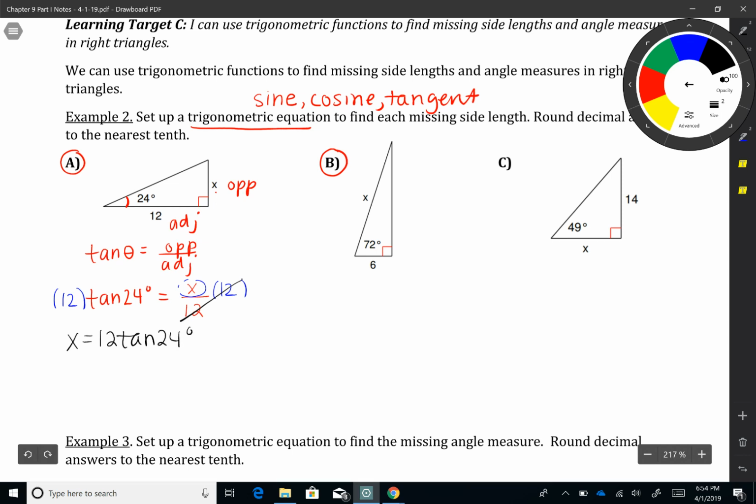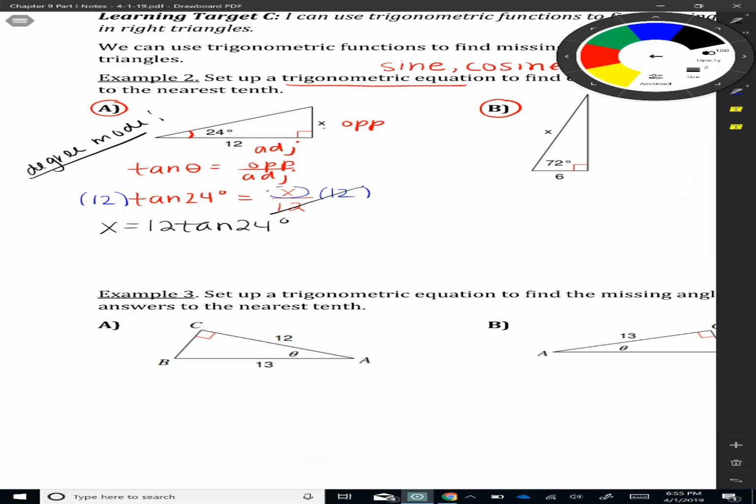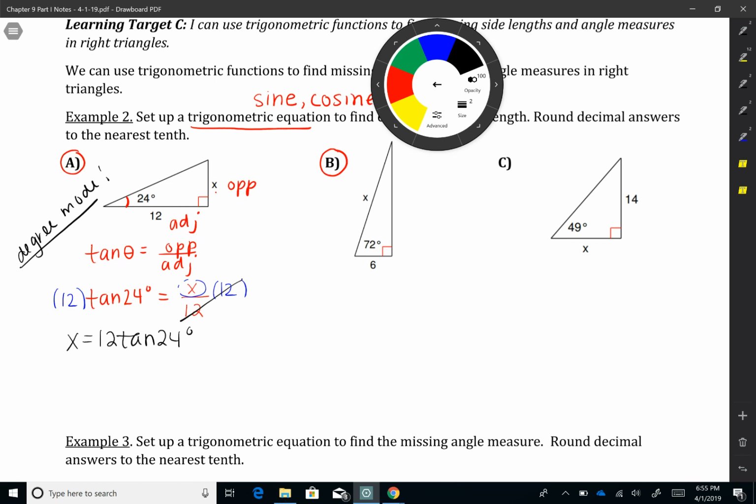So all you need to do is type that in your calculator. Of course, we talked about different modes in our calculator. Since we're measuring angles using degrees, you need to make sure your calculator is in degree mode. And you literally just type 12 tan 24. Okay, we are going to round to the nearest tenth. So once you've typed that in, you're going to get a decimal. And rounding to the nearest tenth, you should get approximately 5.3. So we're going to say x is approximately 5.3.